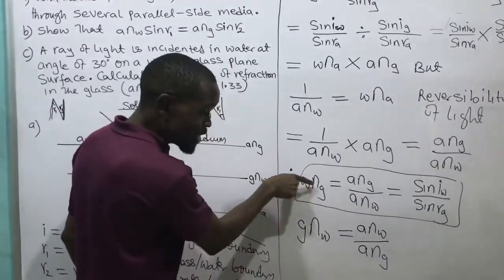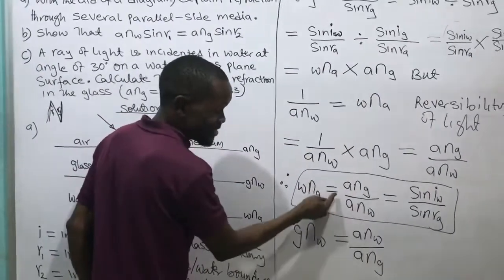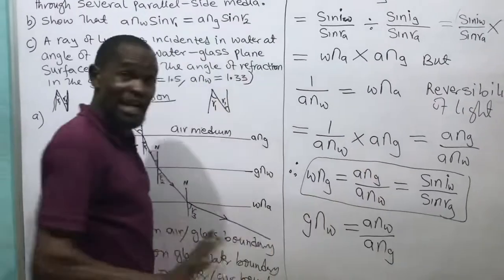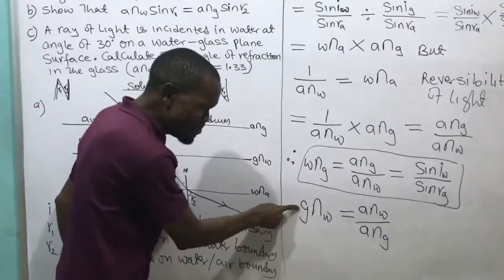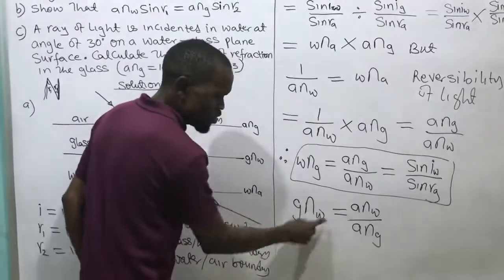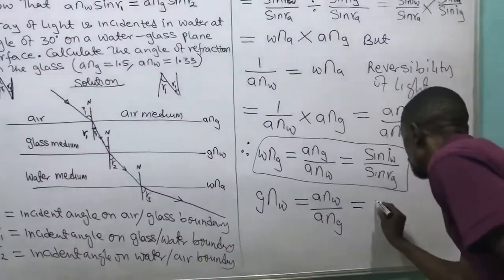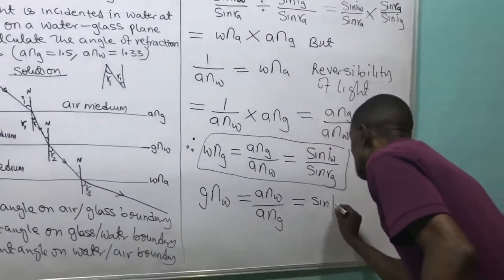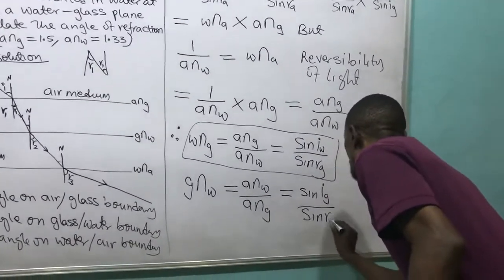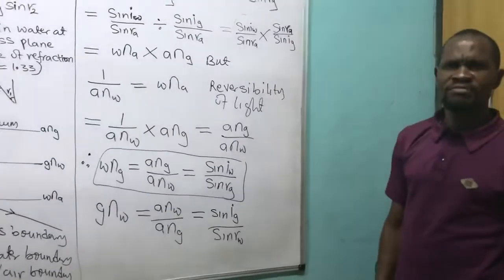They are giving us water to glass. I don't have it in my diary. Then prove it now. Reverse it to be refractive index of glass over refractive index of water. Clear? Then if they are giving me glass to water to find, it is refractive index of water over refractive index of glass, and simply equals sine of incident in glass over sine of refraction in water. Are you getting what I'm saying?